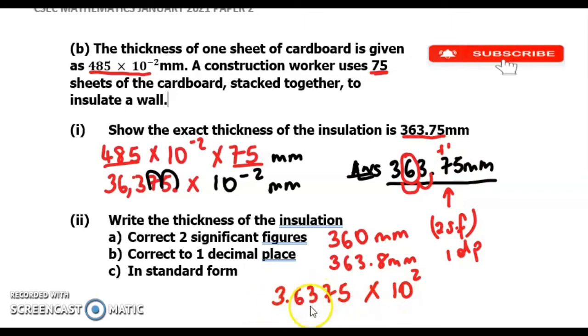So here we have it: 3.6375 times 10 to the second power, and that would be our final answer. And you can go ahead and put millimeters here.